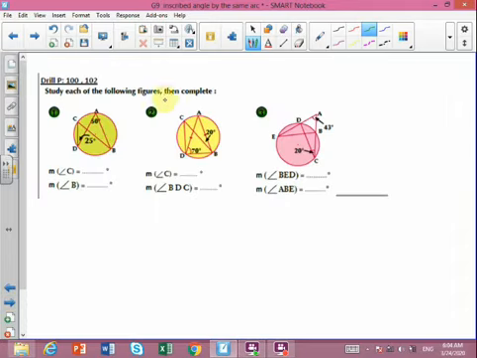Study each of the following figures, then complete. Here I have to get the measure of angle C. I will look at any inscribed angle subtended by the same arc. So here, angle C is subtended by the arc BD. I have another angle subtended by the same arc, which is angle A. So C will be equal to 50 degrees.